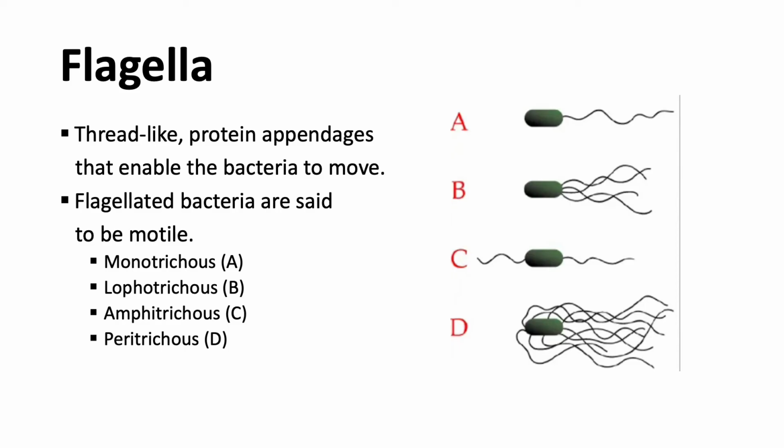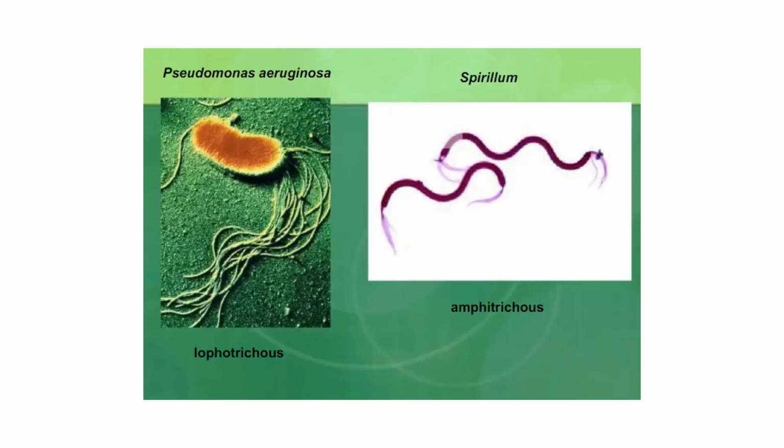First is monotrichous, or one flagellum. Second is lophotrichous, or a tuft of flagella at one end. Another is amphitrichous, or one or more flagella at each end. And peritrichous, or flagella all over the surface. This picture shows some examples of flagella: lophotrichous flagella from Pseudomonas aeruginosa and amphitrichous flagella on the Spirillum species.